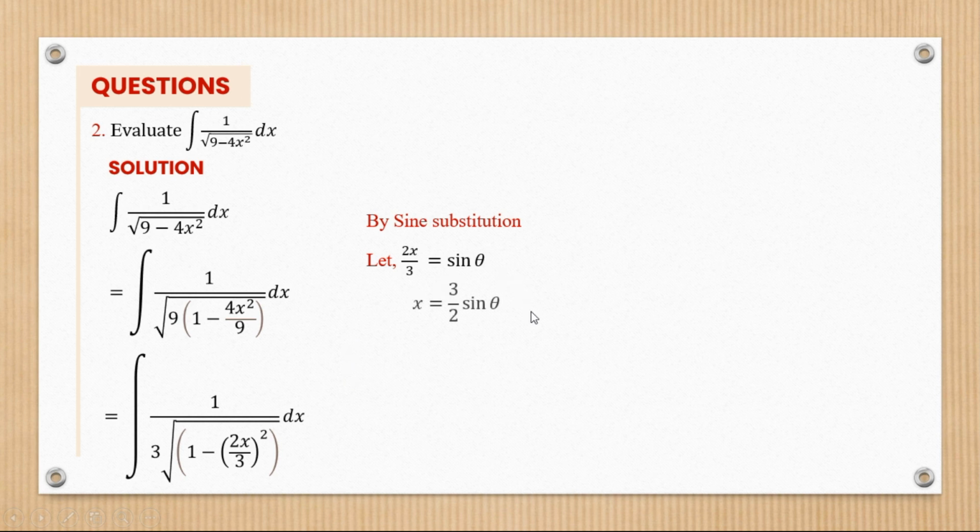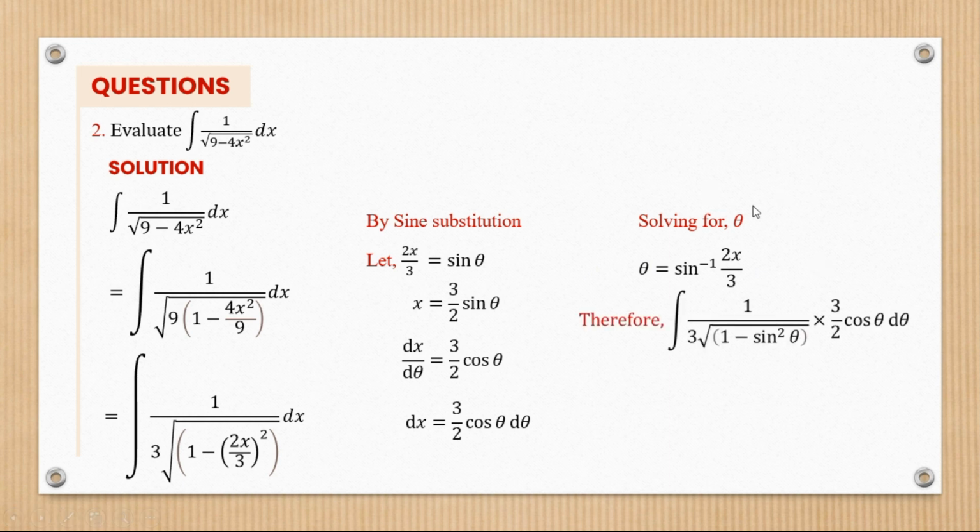sine theta. So when you cross multiply, 2x shall be equal to 3 sine theta, and if one makes x the subject, x shall be equal to 3 over 2 sine theta. When we differentiate that, dx d theta shall be equal to 3 over 2 cos theta. So dx, if we make it the subject, shall be equal to 3 over 2 cos theta d theta. Then let's solve for theta. Theta shall be equal to sine inverse of 2x over 3.